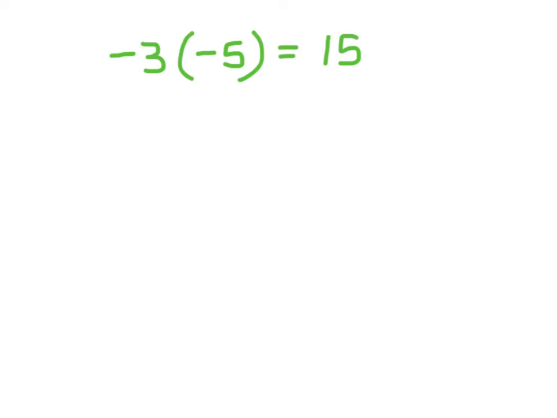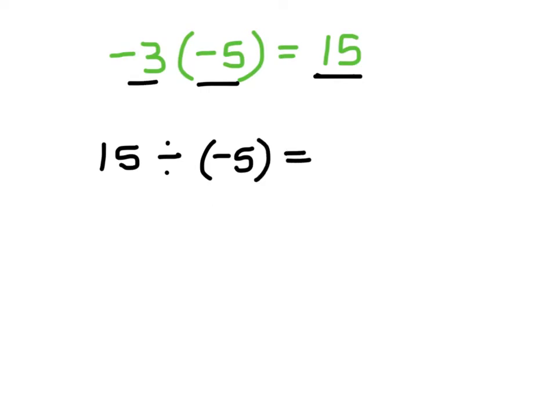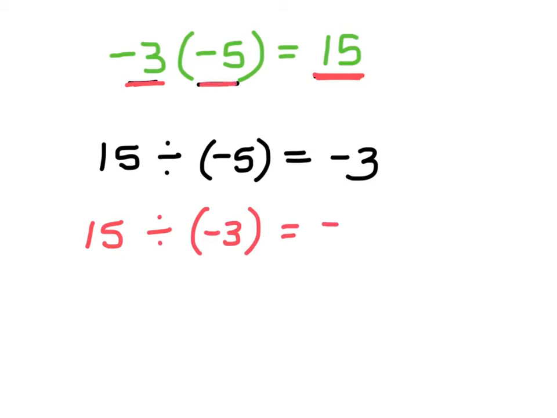All right, let's take a look at another one. So I have negative 3 times negative 5 is 15. So a negative times a negative is a positive. If I take a look at this one, again, I'm going to take my product, 15. I can divide it by one of my factors, negative 5. That should give me the other one, which is negative 3. Okay, I can do it again. I can start with my 15 and divide by negative 3 this time. And I should get my other one, which is negative 5.